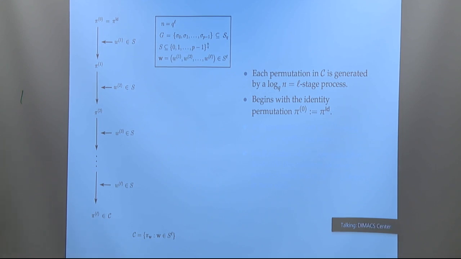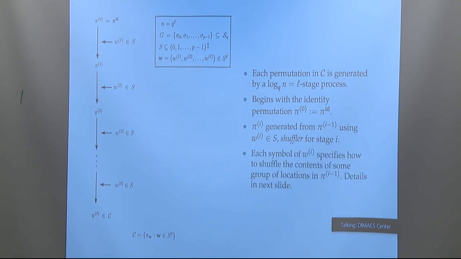So how do you get from pi 0 to pi 1 and from pi 1 to pi 2, etc.? To get from pi i minus 1 to pi i, you're going to need some wi, which is in our shuffler set S. And we're going to call that the shuffler for stage i. So say you have pi i minus 1, which is the permutation at the end of stage i minus 1, and you want to generate from it pi i, which is the permutation at the end of stage i. You're going to have to use this wi, which is the shuffler for stage i. So what does this shuffler do? Each symbol of the shuffler specifies how to shuffle the contents of some group of locations in pi i minus 1. So you have pi i minus 1, you want to shuffle some symbols around to get pi i, and this wi tells you exactly how to do that.